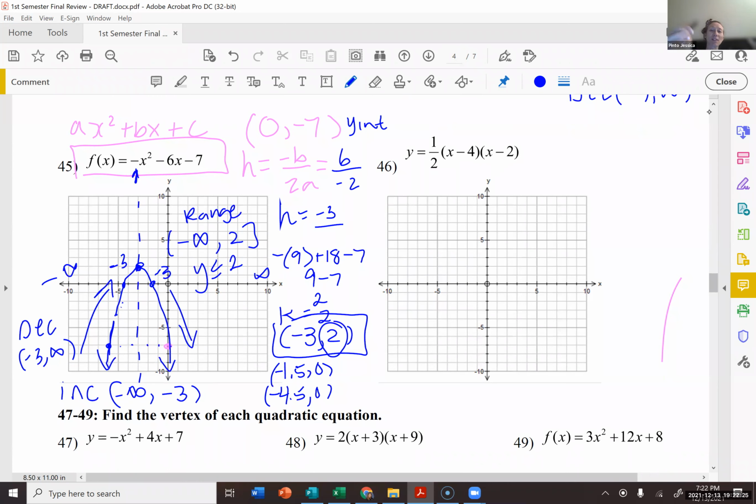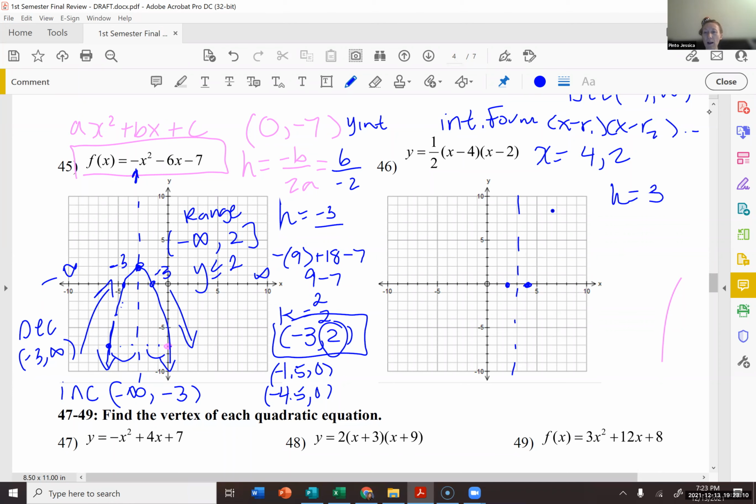So 46 is in intercept form. Remember, that's x minus r1, x minus r2, and there could be polynomials written in this form too. So the a value is 1/2, and my x-intercepts are 4 and 2. In intercept form, I'm going to plot +2, +4. We look for the midpoint, right? Like I used symmetry on this graph, we're going to use the symmetry here. So it's very easy to see this time that it's 3, and that's going to be the x value of the vertex.